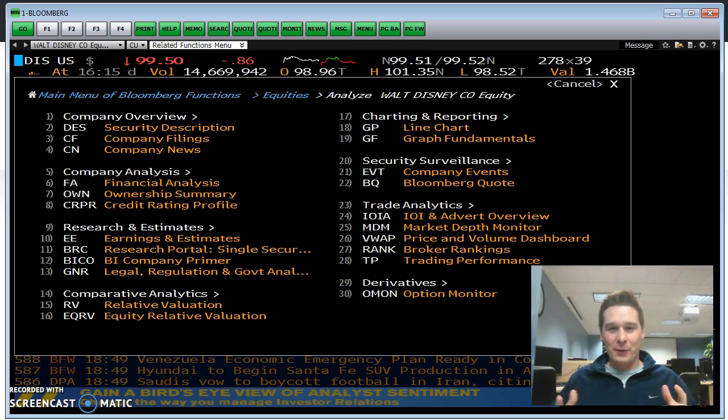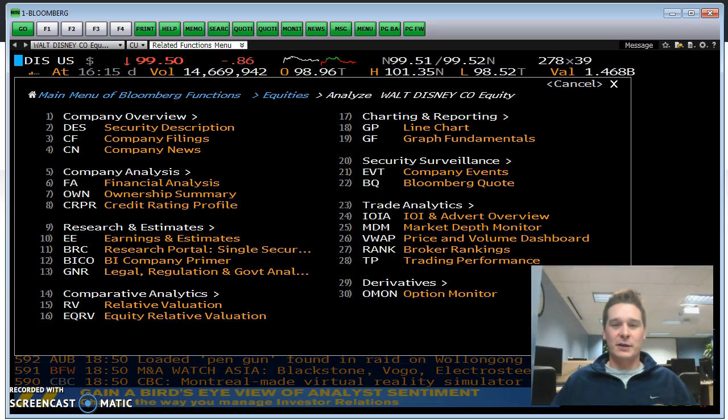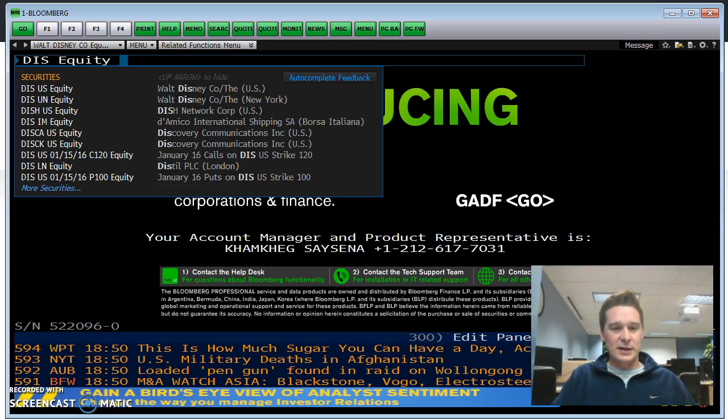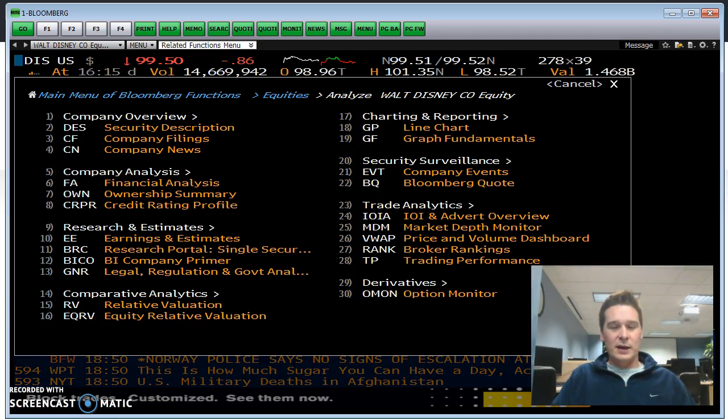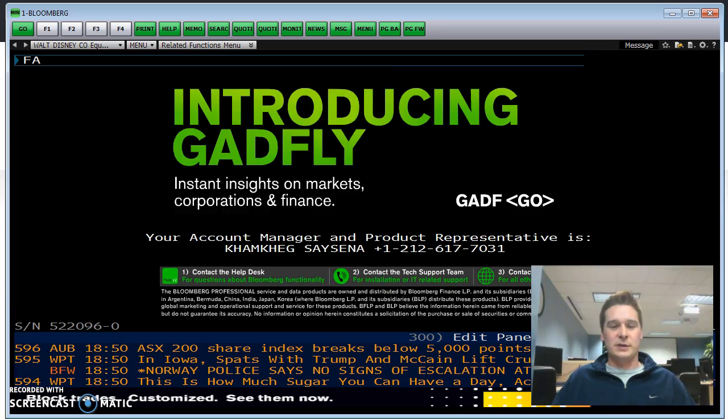And now we're getting to more of the fun part, the deep level stuff of Bloomberg, the real stuff that I use it for. We'll continue to look at Disney as a stock. So first, like we've done before, we'll start out with DIS equity, enter in that, and then we're going to go to the FA tab, which stands for financial analysis.